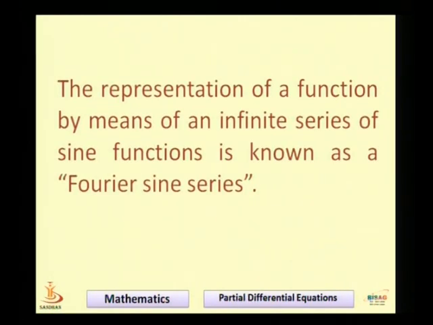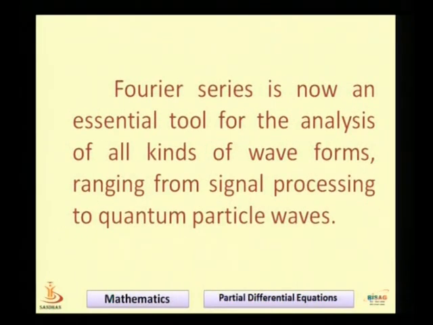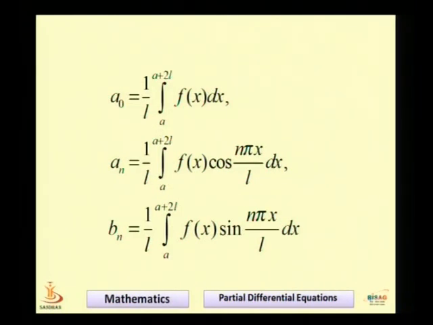And the representation of a function by means of an infinite series of sine functions is known as a Fourier sine series. In 1822, Fourier in his work on heat flow made a remarkable assertion that every function f(x) with period 2L can be represented by a trigonometric infinite series, named after Fourier as the Fourier series. Fourier series is known as an essential tool for the analysis of all kinds of waveforms, ranging from signal processing to quantum particle waves. The Fourier series expansion of a periodic function f(x) having period 2L is given by f(x) equal to a0 by 2 plus summation a_n cos n pi x by L plus b_n sin n pi x by L, where a0, a_n, b_n are given by the Euler formulas, these three integrals.